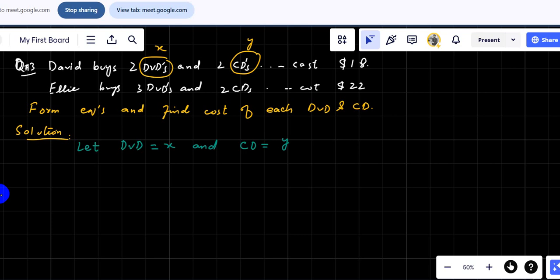So the first equation will be: David is buying 2 DVDs and 2 CDs, so their cost is 18. So 2x for 2 DVDs and 2y for 2 CDs, and the total cost. We will use a positive sign here, and the total cost of these DVDs and CDs is $18. Are you good with this equation?